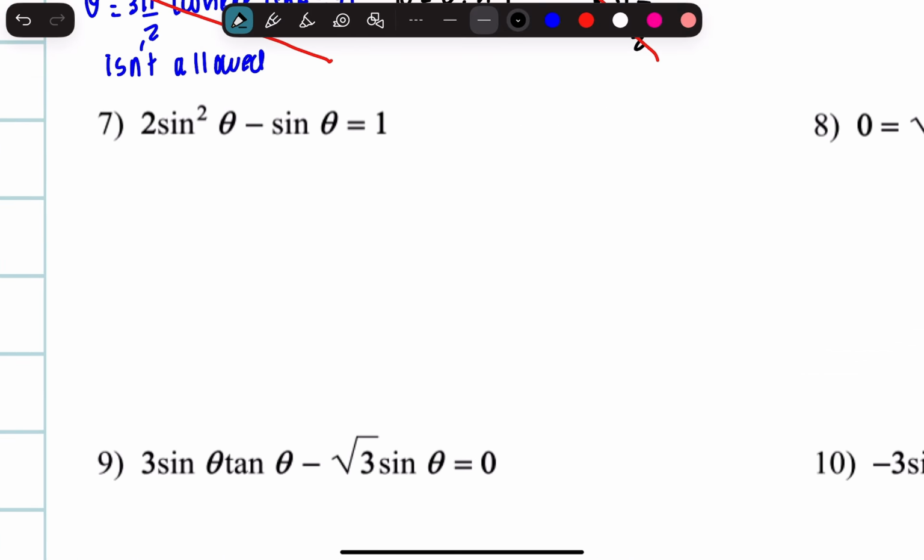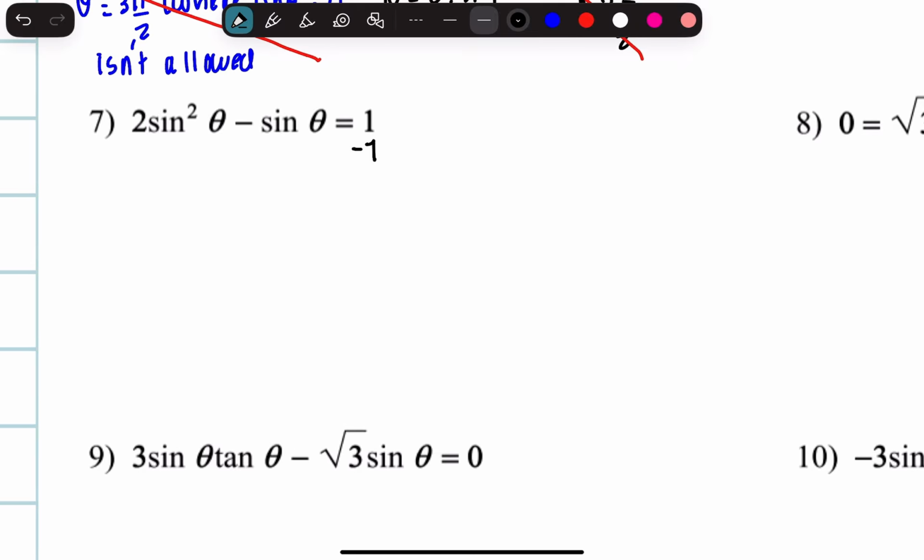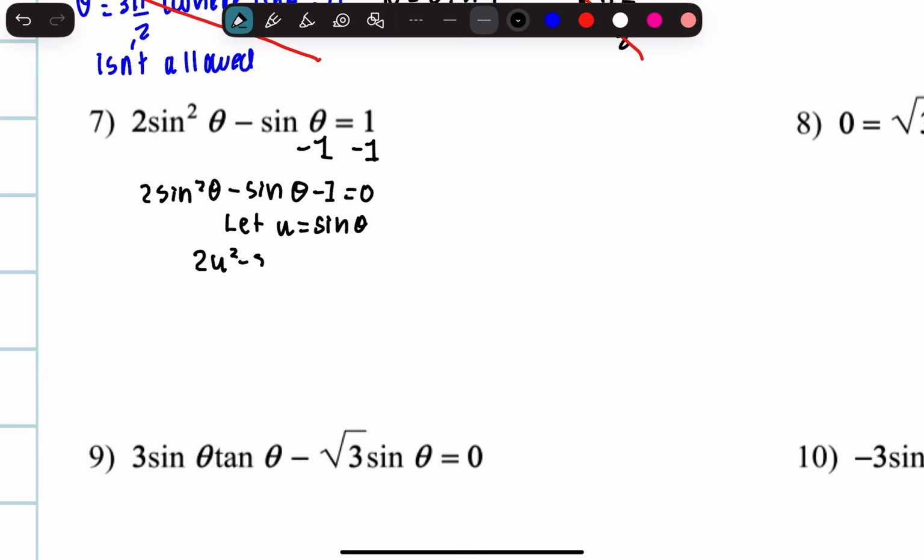Now we can move to 7 right here. We can bring 1 to the left by subtracting 1. Now this entire side is just equal to 0, and then we can factor out negative 1, equal to 0. Now we can solve the quadratic, but first let's let u equal sine of theta. So basically you're going to have 2 times u squared minus u minus 1 equal to 0.